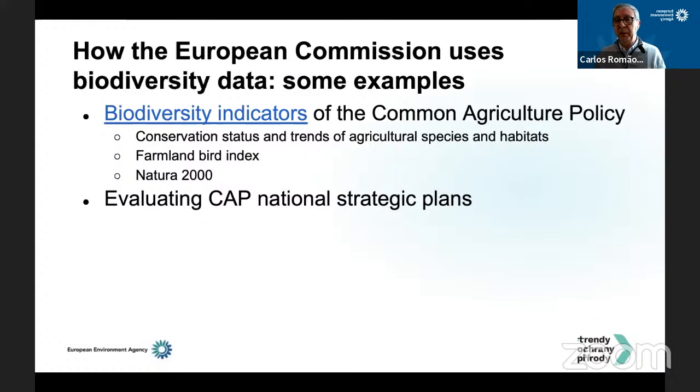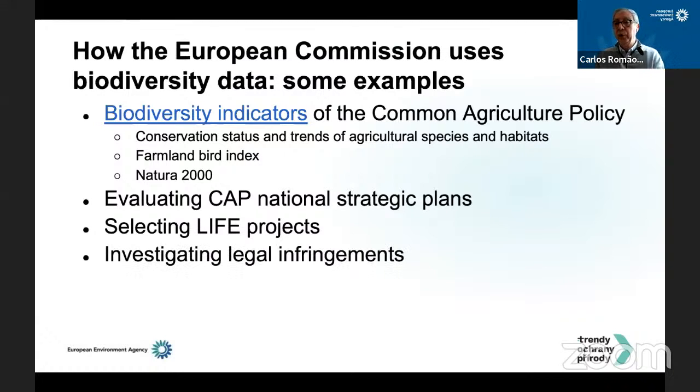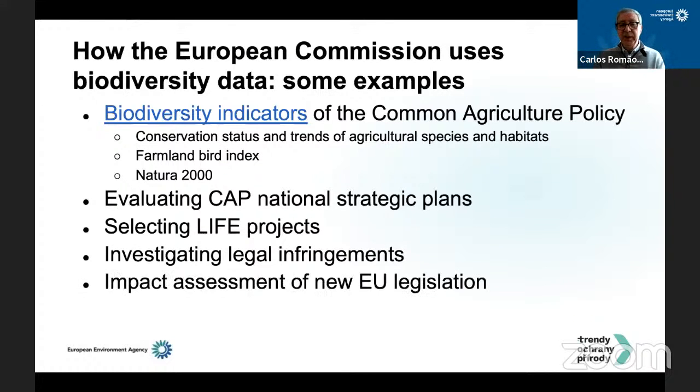And there are some provisions about the environment and about nature. And the information about nature is used also by, for instance, the Director General that deals with environment to look at these plans and to see if there are any major issues concerning nature. It's also used to select LIFE projects, but also to investigate any legal infringement that may exist, and to make impact assessments when the Commission is proposing new legislation. And I will give you an example.